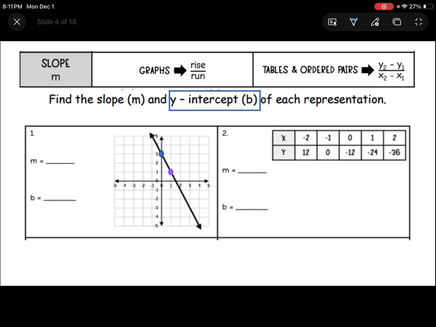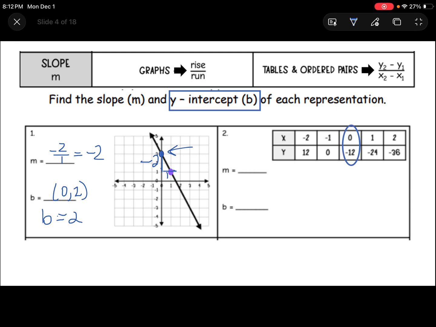Again, I would find 2 points. My slope would be going down 2 and right 1, which would be simplified to -2. And my b would be at 0, 2. You can also write that just as b equals 2, okay? That's where it's crossing the y-axis.